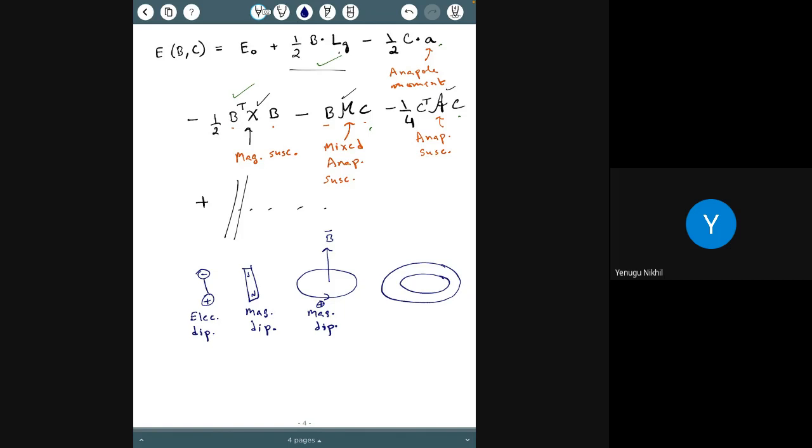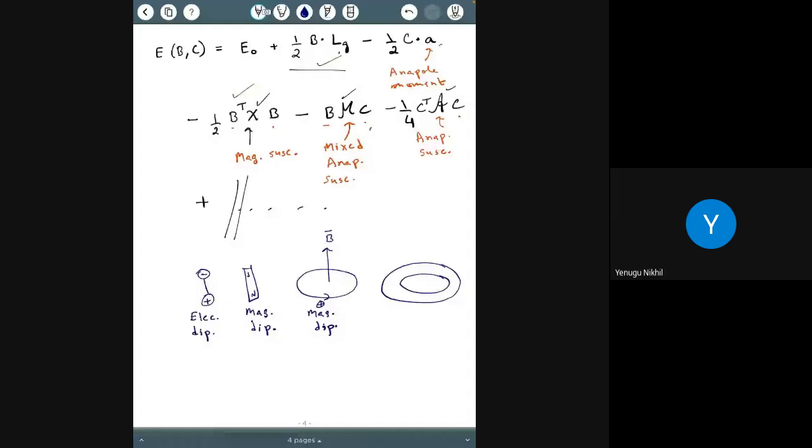Okay. If you have a toroid, let me just open the picture and draw it properly. One minute. Yeah.